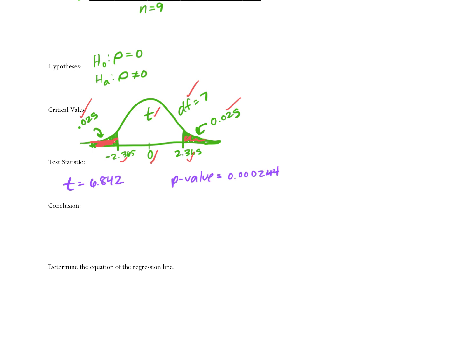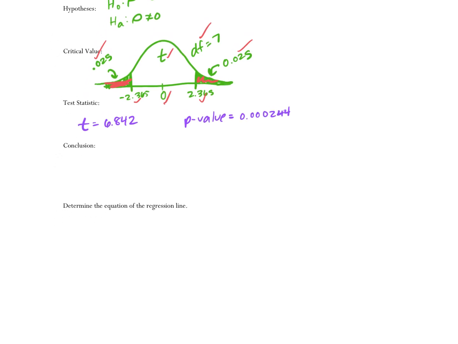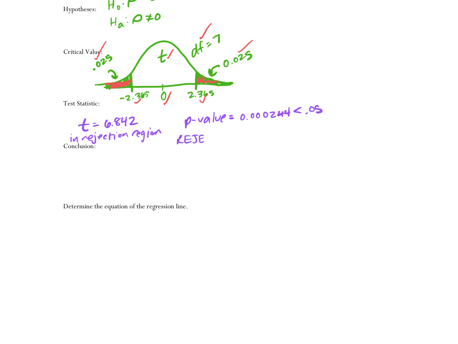All right, questions? All right, you guys. What can we say about 6.842 with respect to our graph? It's in the rejection region, yeah? Everybody good? What about 0.00024? That's less than 0.05. Both of these suggest that we are going to reject. And what are we rejecting? We're rejecting H0. Okay?